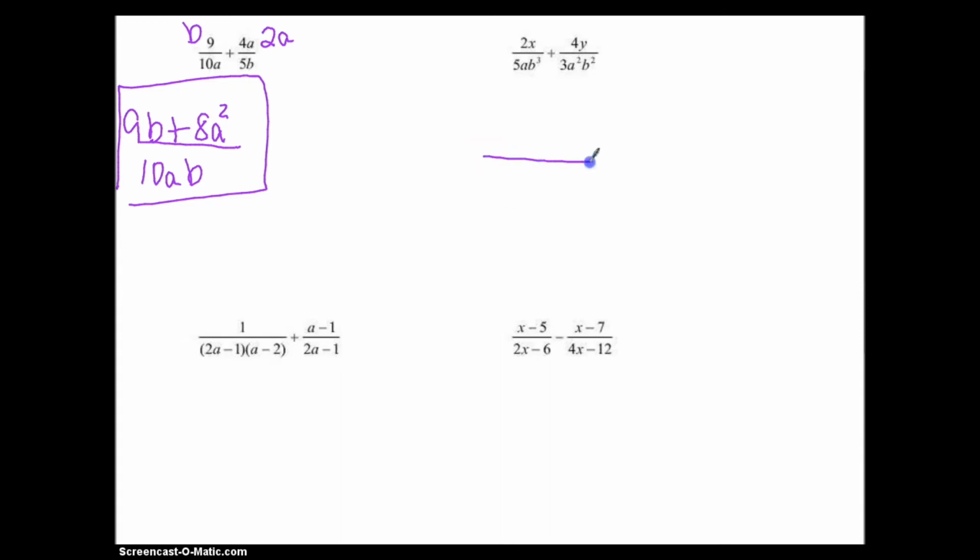Looking at the next one, we have a 5 and a 3. Common denominator for those would be 15. We have an A squared. You need to write the largest exponent that you ever see. So A squared, B to the third, and B squared. So we're going to write down B to the third.